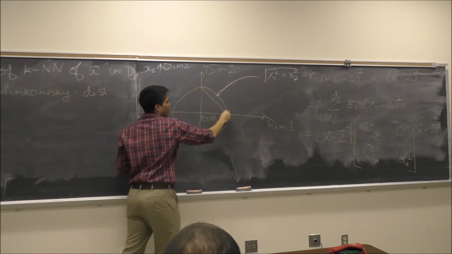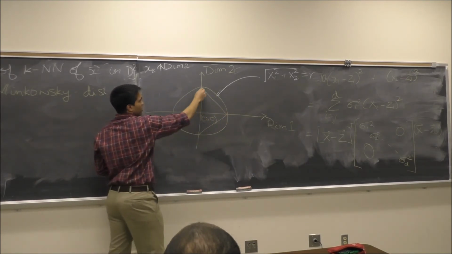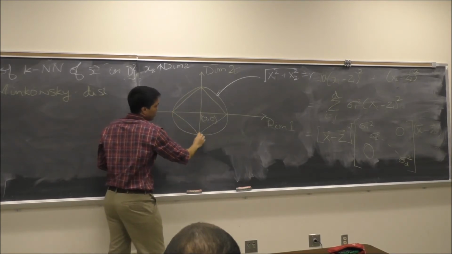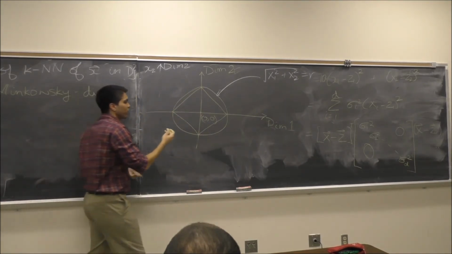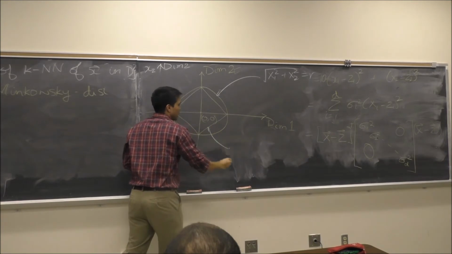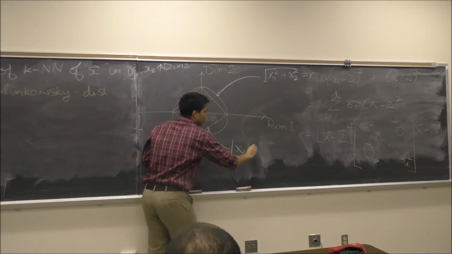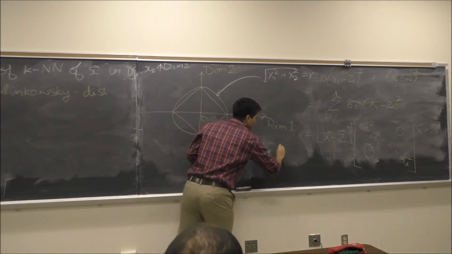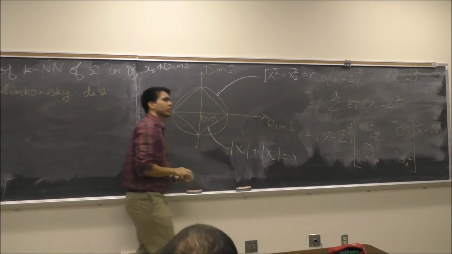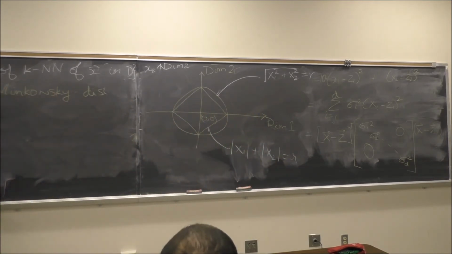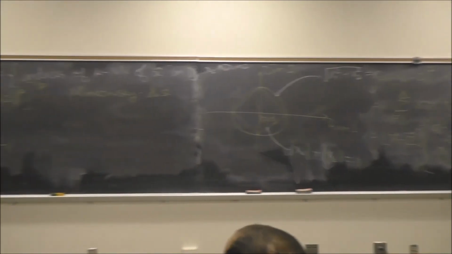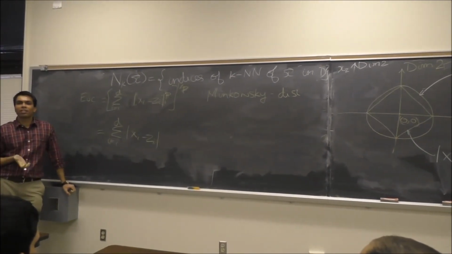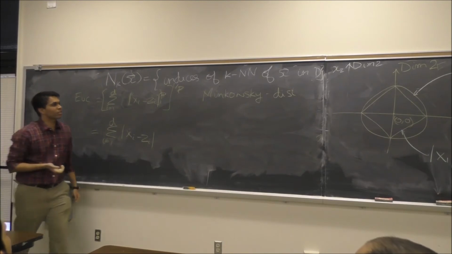Here's your L1 norm. Every point on that diamond has absolute value of x1 plus absolute value of x2 equal to some value r. Right? So far, so good. As p comes down, what happens as p approaches infinity? Limit as p approaches infinity. Any guesses?